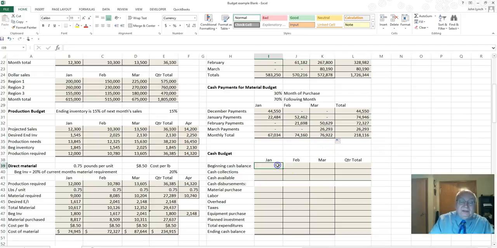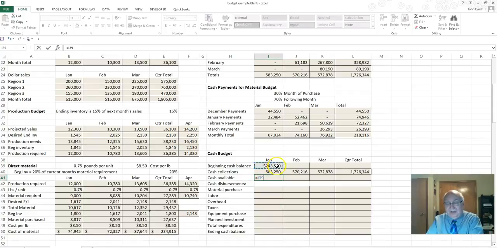Okay. This one here has to be given to you, 243,590. Okay. That's a must. That has to be given. Okay. Cash collections. Well, we did that up here. Okay. And that's when we can actually bring it across because we have all those totals. These can't be filled in until we get done here. Okay. Cash available is these two added together.